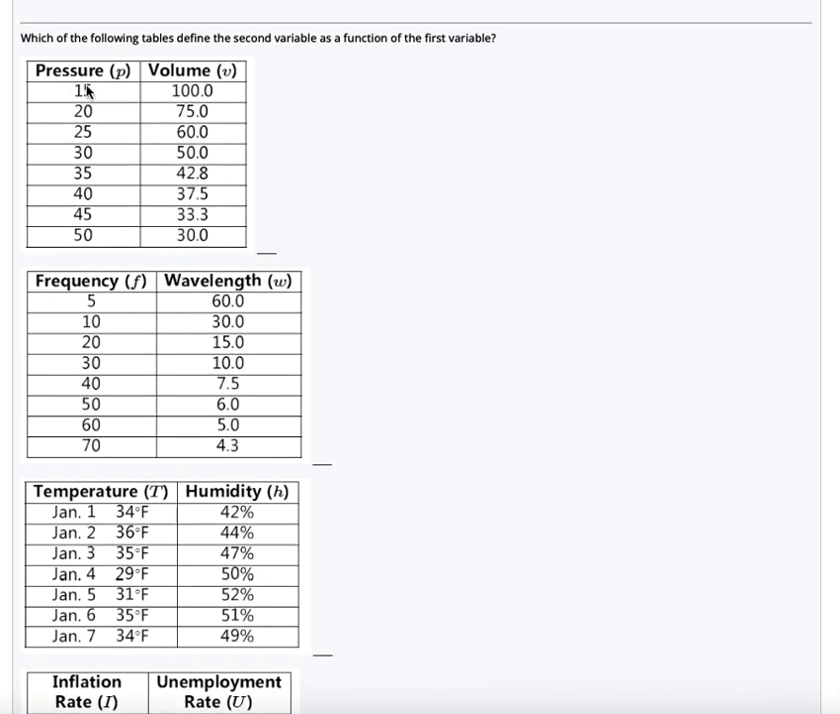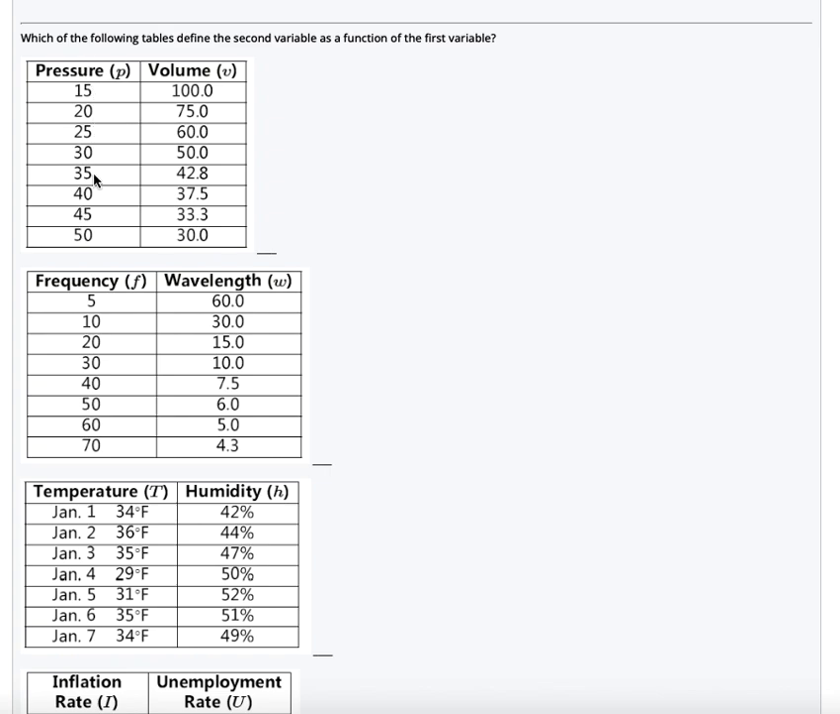Up here for these ones that work, when you look down the row of the input, there are no repeated values. And it's okay if when the pressure was 15 the volume was 100, when the pressure was 20 the volume could be 100 again, when the pressure was 25 the volume could still be 100. That would work. What can't happen is when the pressure is 15 for the volume to be two different things, and that never happens in this table.